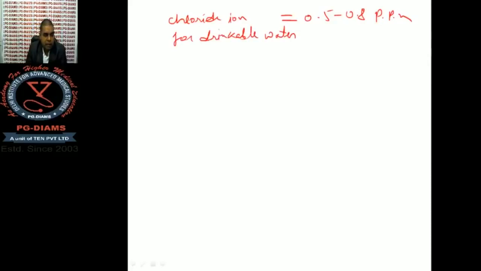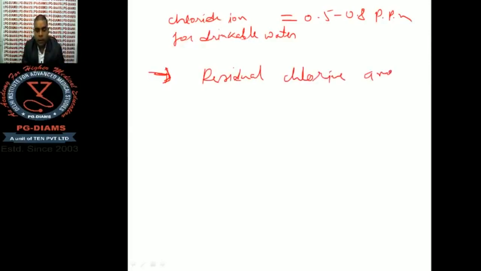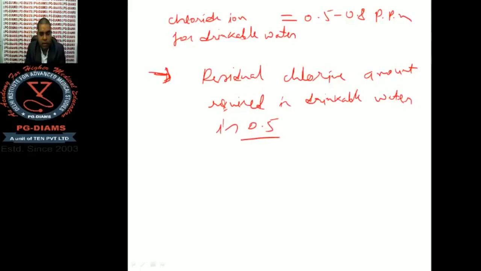The second point is that if you want your water to be free from bacteria, you need at least the residual chlorine amount required in drinkable water, which is 0.5 after 1 hour of contact.